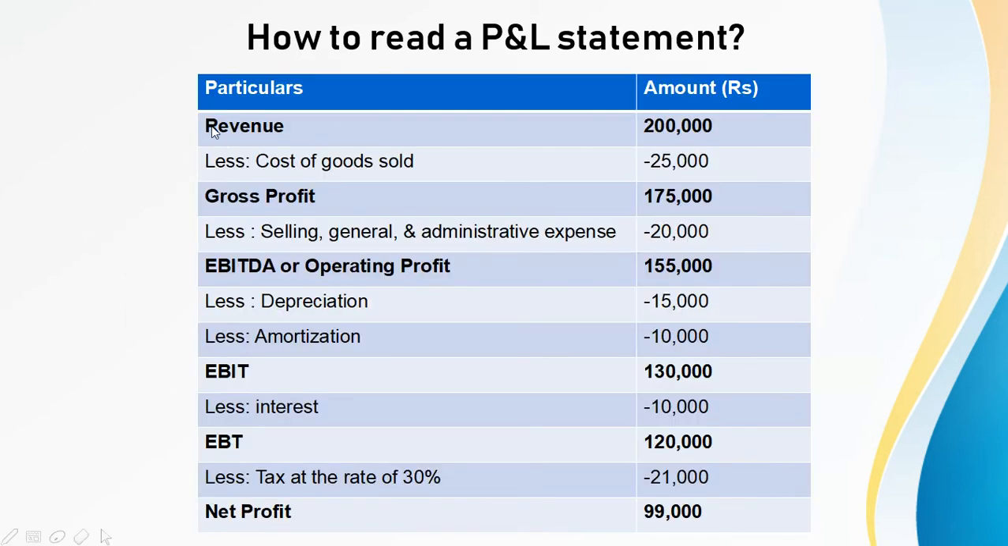And the things you should look at are the revenue, the cost of goods sold, gross profit, the selling, general, and administrative expenses, the EBITDA or operating profit, the depreciation, amortization, EBIT, interest, EBT or the earnings before tax, and the net profit. We will be looking at this line by line in future.